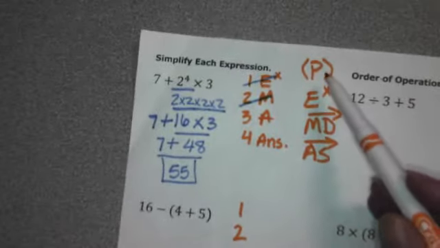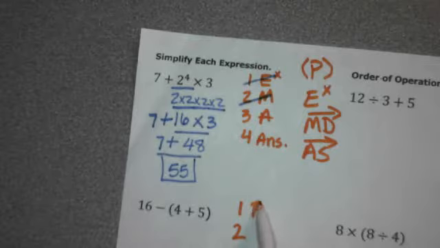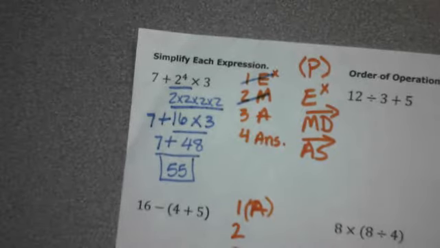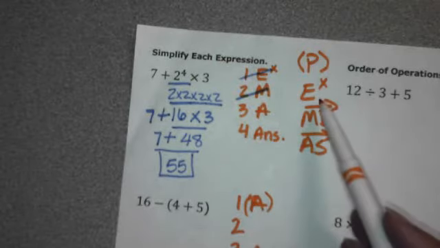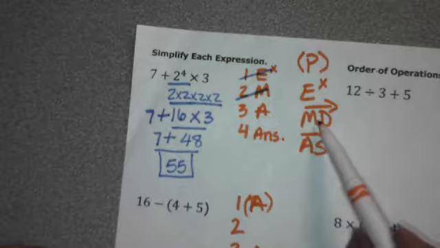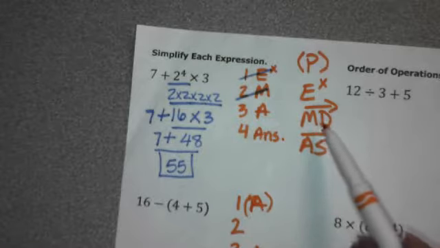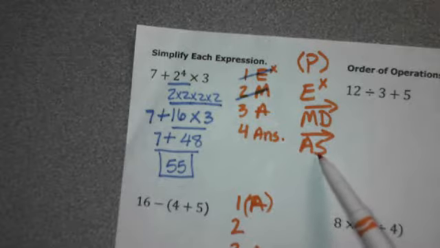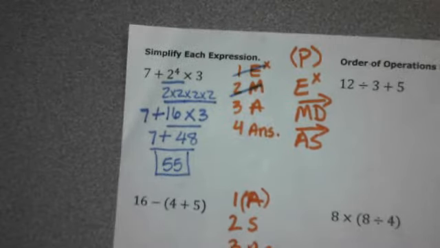Look back at the checklist. Do we have parentheses? Yes, we do. So step number 1 is going to be parentheses. And in the parentheses we have addition, so we're going to put the A inside the parentheses. After you do the parentheses, is there any exponent? No, there's no exponent, so we move to the next step. Is there any multiplying or dividing? There's no multiplying or divide, so we move to add or subtract, and we do have a subtraction, so step number 2 is going to be subtraction.